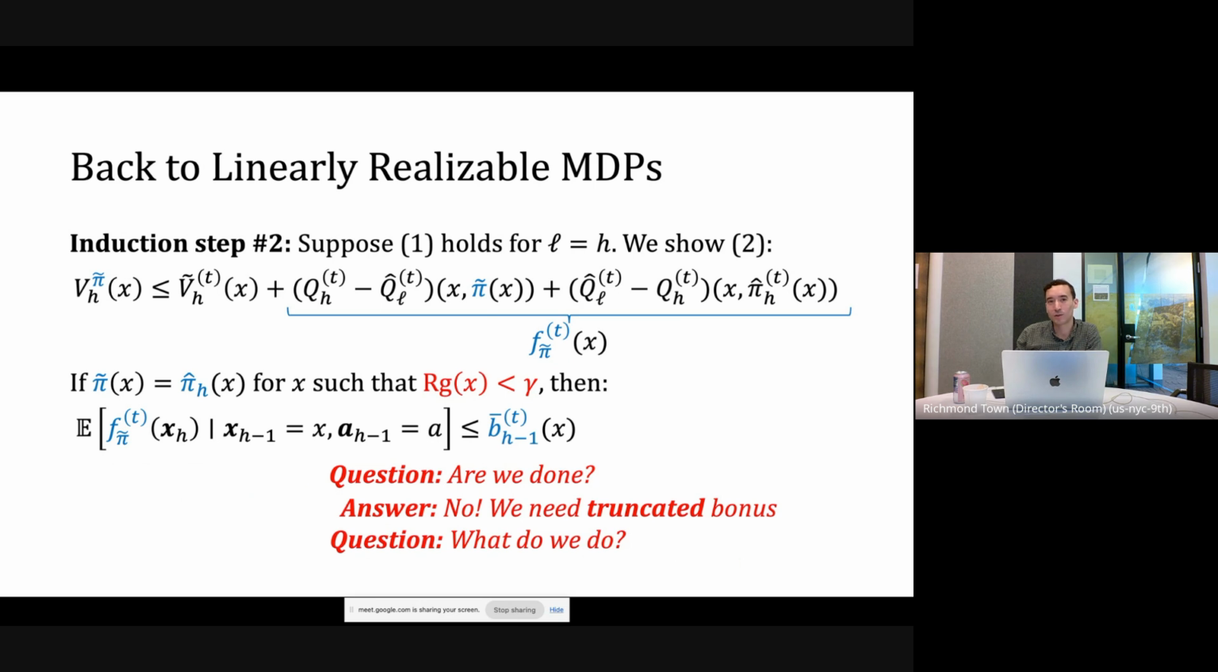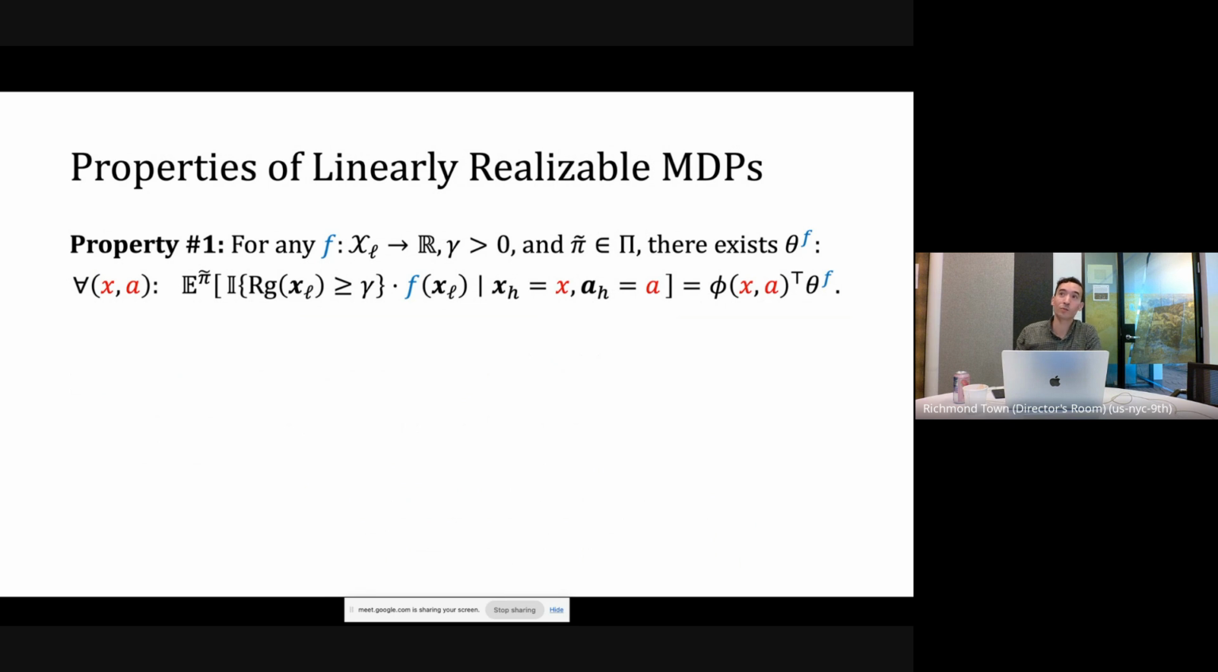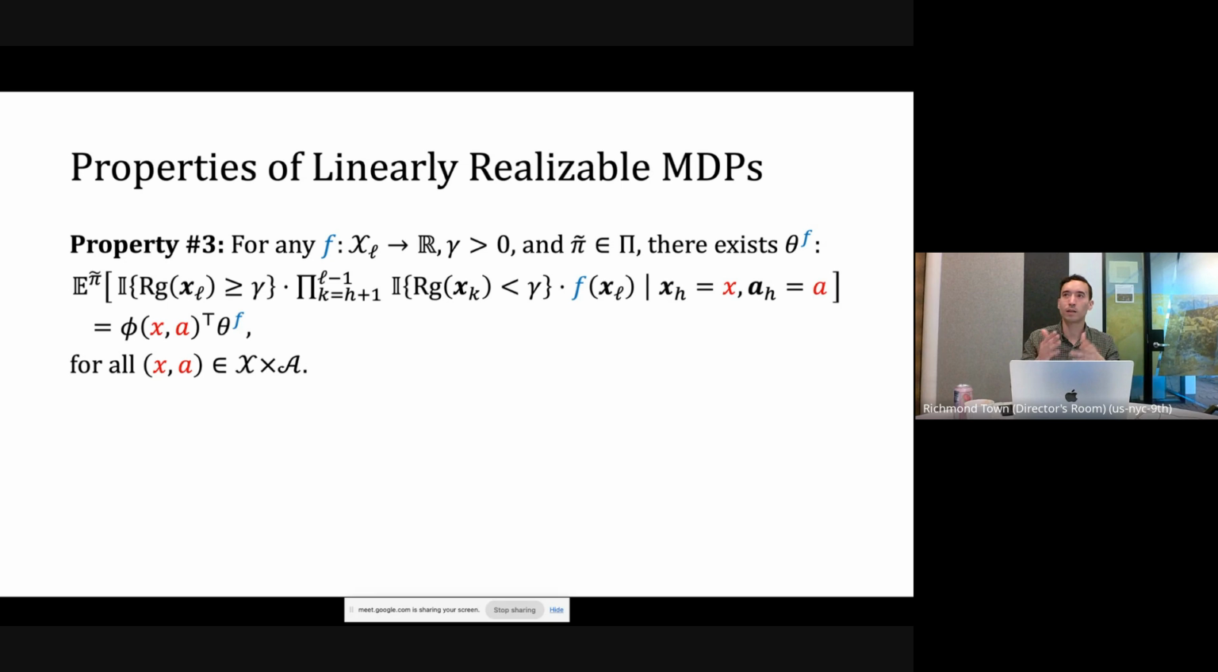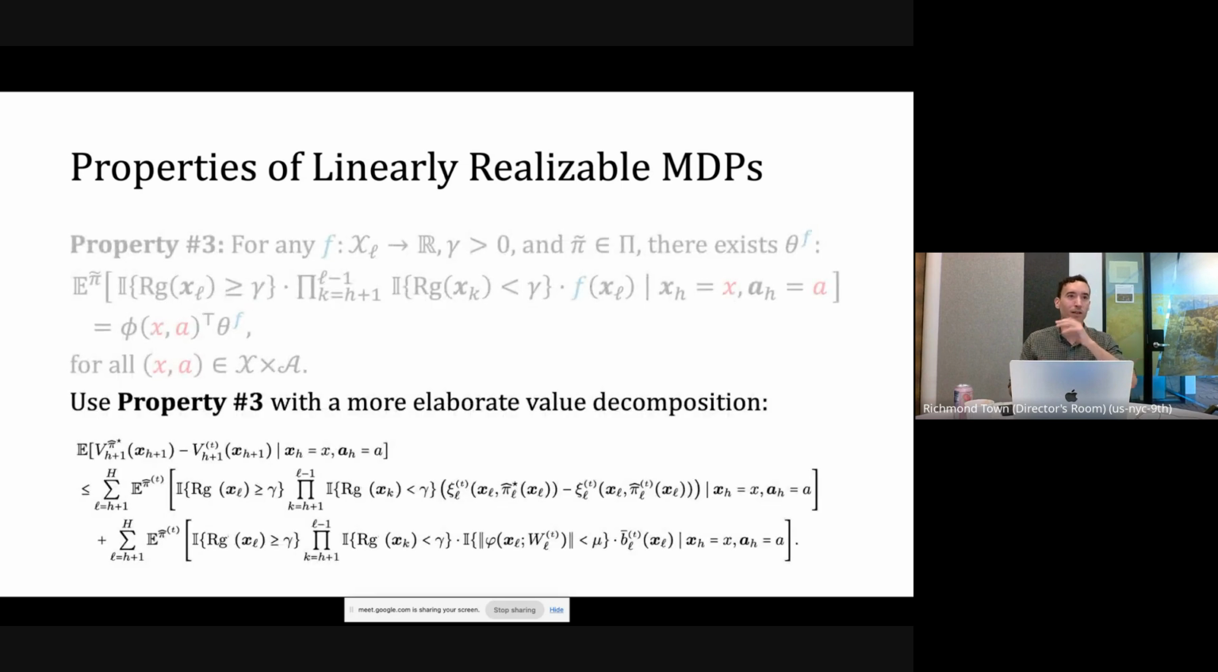Well, this was very much an annoyance to solve. But here's what we can do. There is property number 3 that I haven't shown you yet for this linear QPi setting, which is a slightly more general result where you also include the indicators at intermediate stages K. This is useful because, in the analysis and also algorithmically, it allows you to essentially skip over any state that has a low range. I'm not going to go into too much detail, but we can use a much more elaborate value decomposition that includes the ranges from all intermediate states. And that effectively allows us to solve this issue for the untruncated bonus.